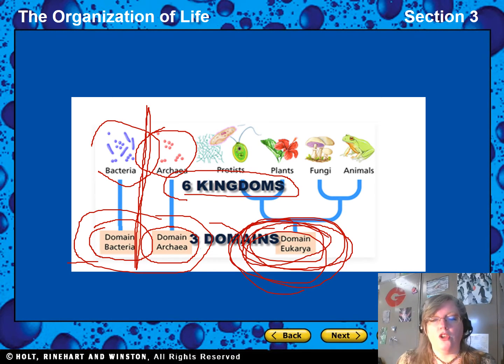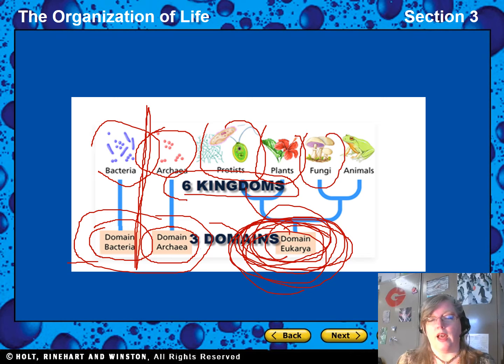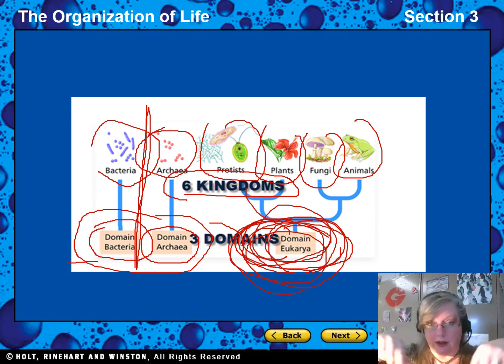So what we're going to do is once we have everything that has a nucleus in this box, then we're going to further break them down into smaller boxes inside. So we have the Protists, plants, fungi, and animals. This box has everything that has a nucleus, and then inside that are 4 smaller boxes. See that? And those will be our kingdoms that are inside the eukaryote box.